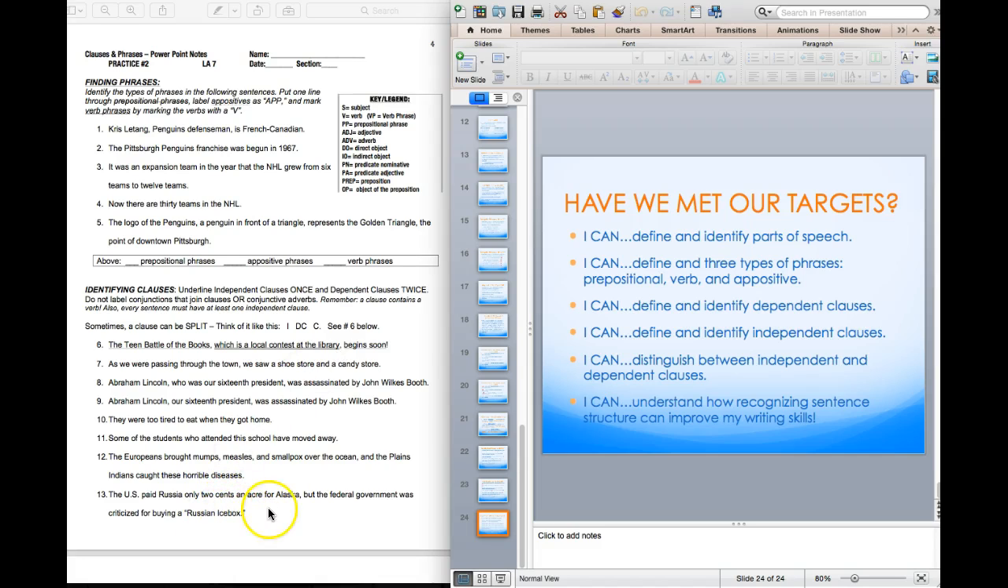When you get to the end of number 13, please save it. You are finished, and you won't need to look at this again until next Monday.